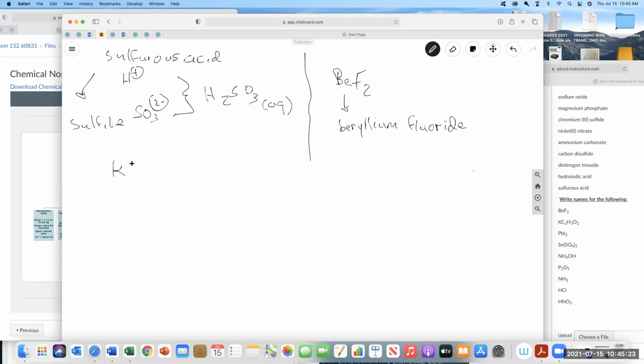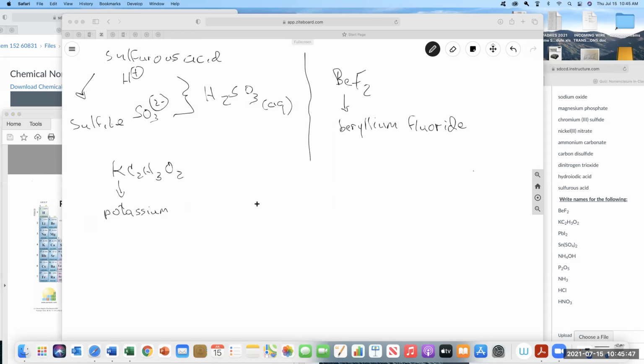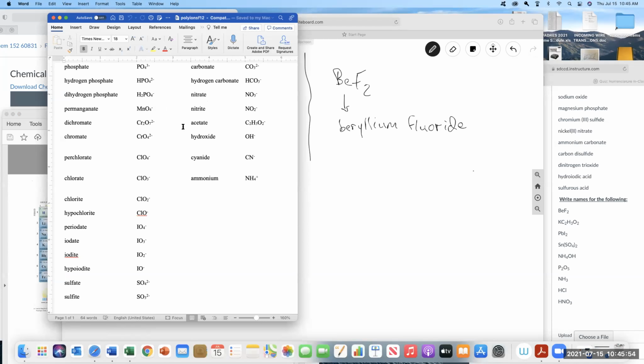All right, KC2H3O2. So again, K is a metal. This is called potassium because, again, it's a representative metal. How do we know? We find it on the table. It's right here. It's a representative metal. So we just call it the element name. This is obviously a polyatomic ion because there's more than one element. And so we just look at that and we go, we got to find that one. Oh, there it is, acetate.